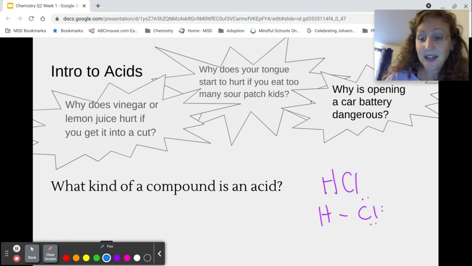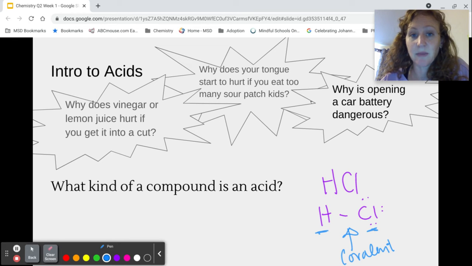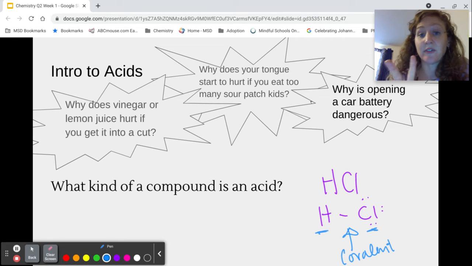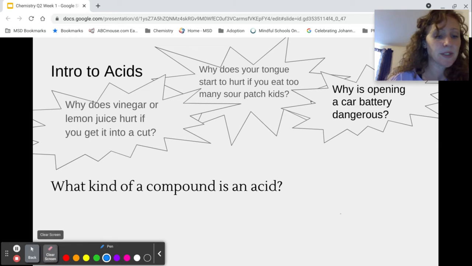And if you said that is a covalent bond, you are correct. Hydrogen's a nonmetal, chlorine's a nonmetal. That's going to be a covalent bond. Now, hydrogen and chlorine do have a difference in electronegativity. So these two electrons in the bond aren't going to be perfectly shared between them. They are going to be pulled a little bit towards chlorine because chlorine is more electronegative. But chlorine's not going to be able to pull those electrons all the way off of hydrogen. So those electrons will be shared between hydrogen and chlorine, which makes them a covalent compound.